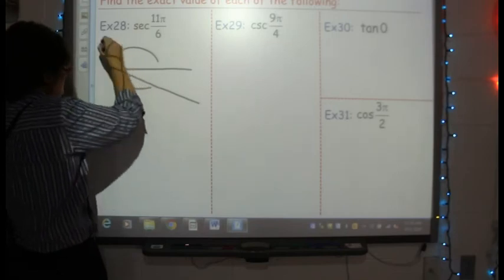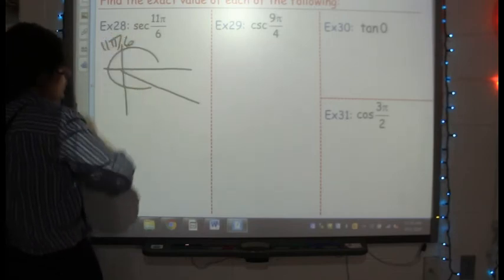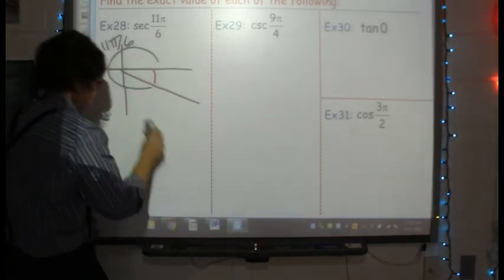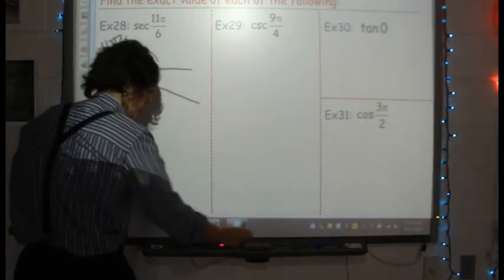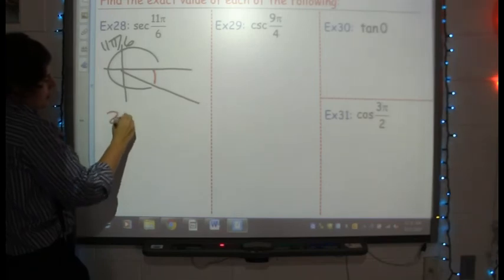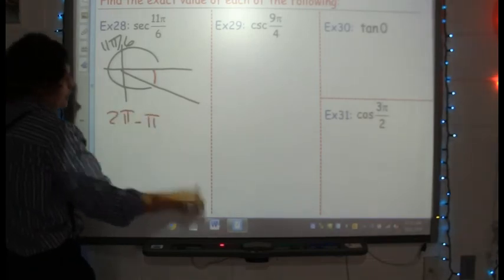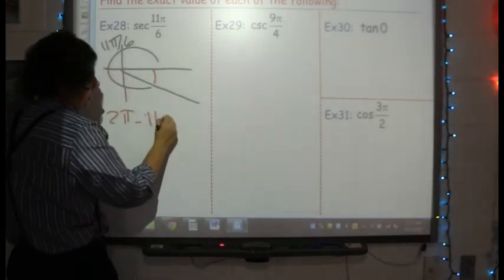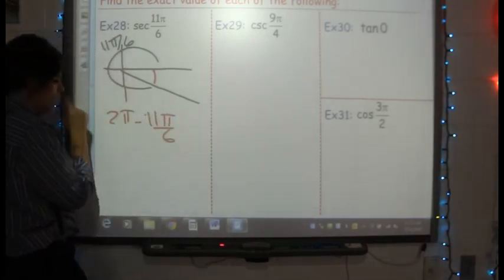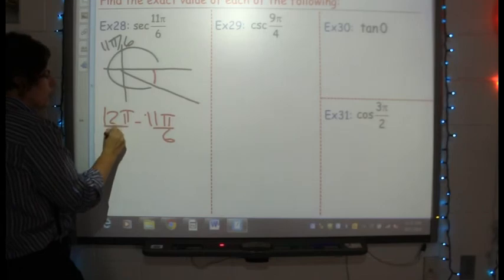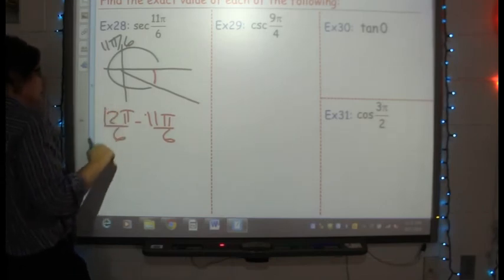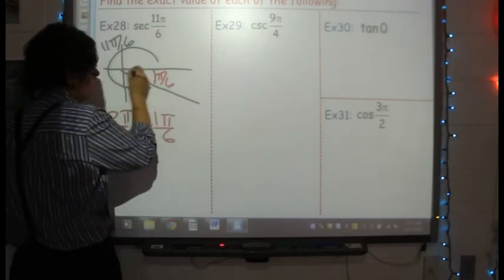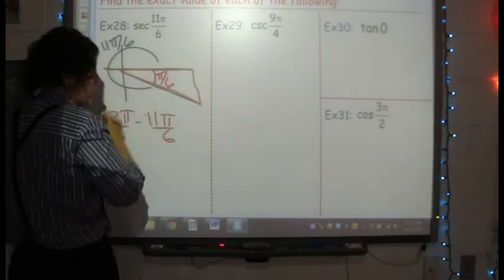Here's my 11 pi over 6, which means if I want to find the reference angle, how am I going to do that here? Good, very good. I'm going to take 2 pi, and I'm going to subtract 11 pi over 6. Sorry about that, I forgot to write my 11. Keeping in mind, I can rewrite 2 pi as 12 pi over 6. So 12 pi over 6 minus 11 pi over 6 gives me pi over 6. That should ring a bell. That's one of the angles in my special right triangles.